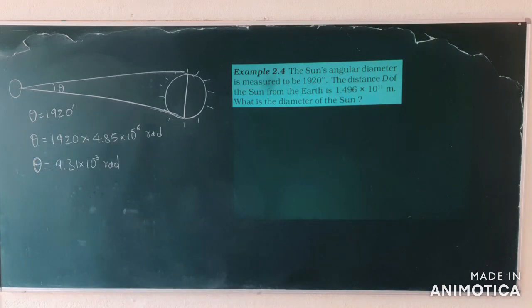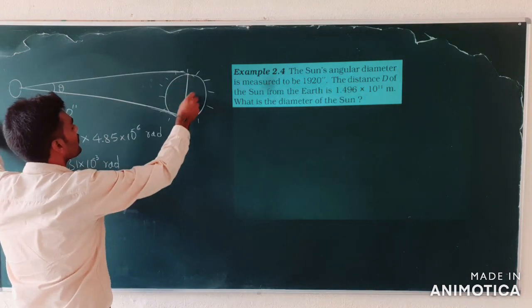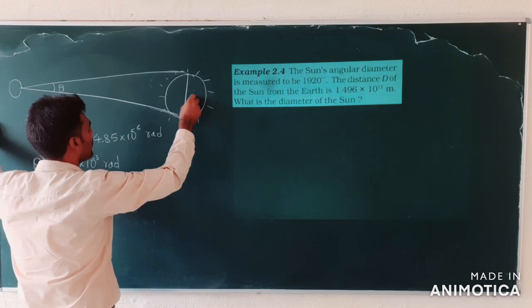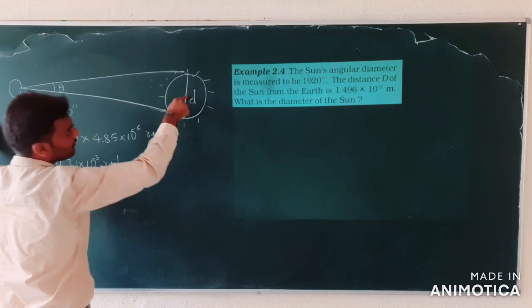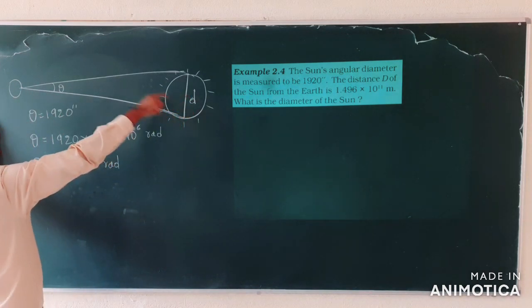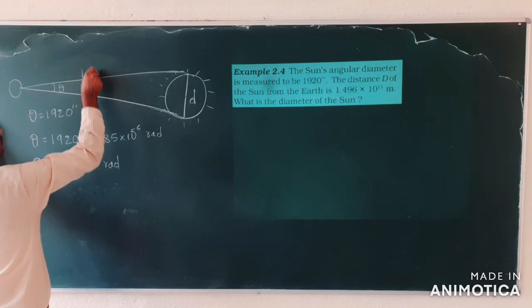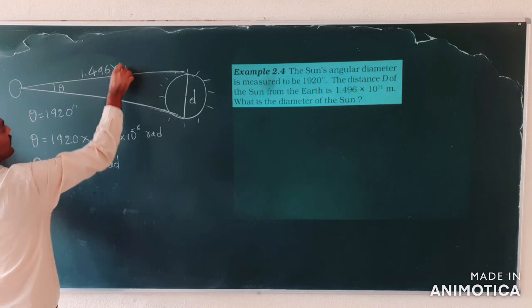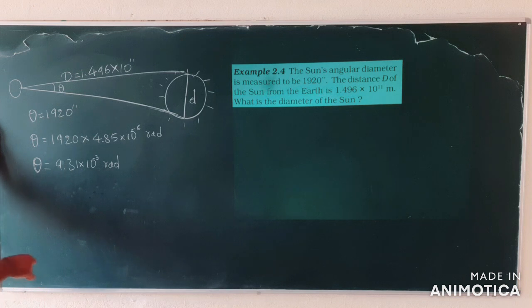So this is the value of theta expressed in terms of radians. And now what we need to get is the diameter of the sun. The diameter of the sun is taken as small d, and the distance from the earth to sun is given as 1.496 into 10 to the power of 11. This distance itself is taken as capital D.